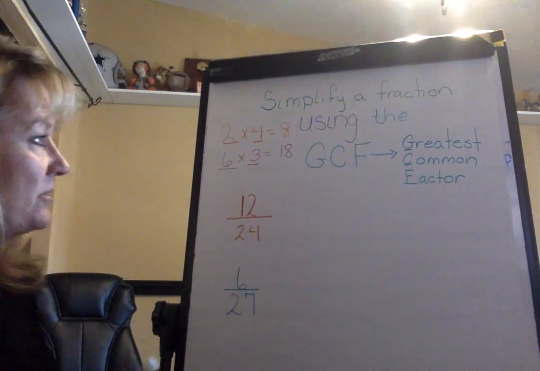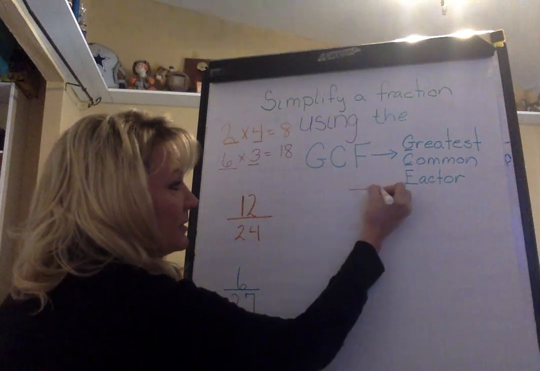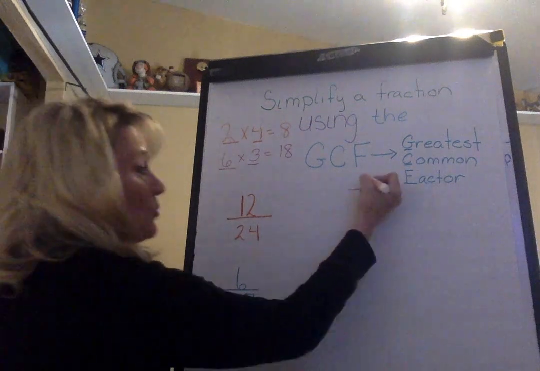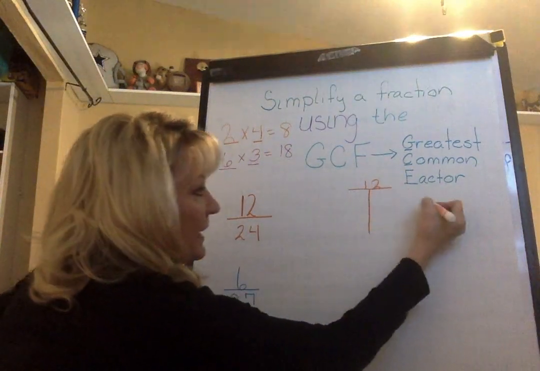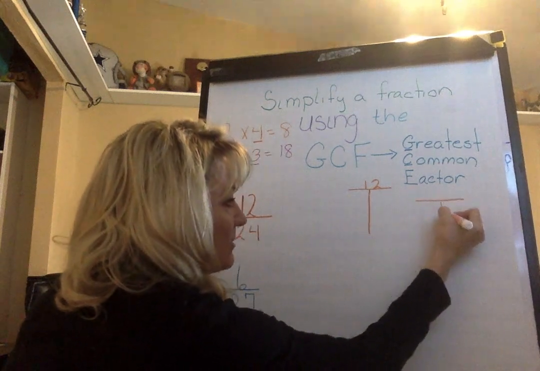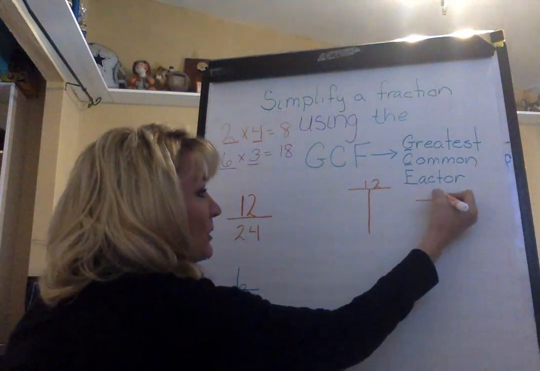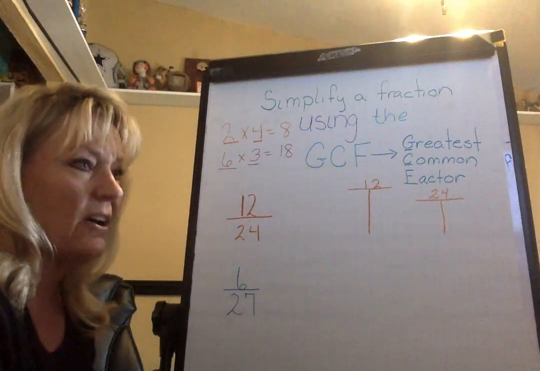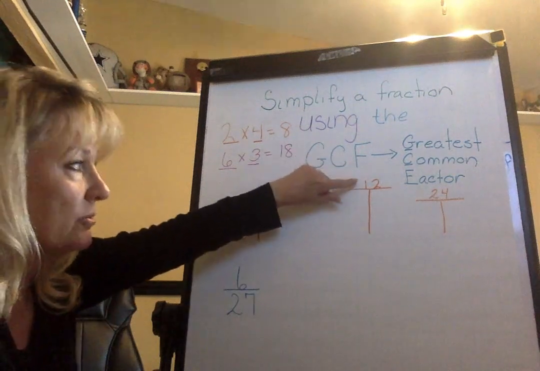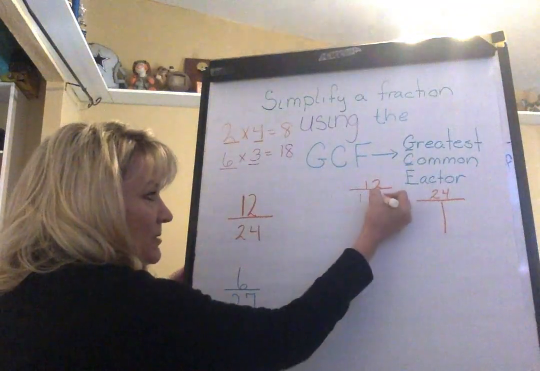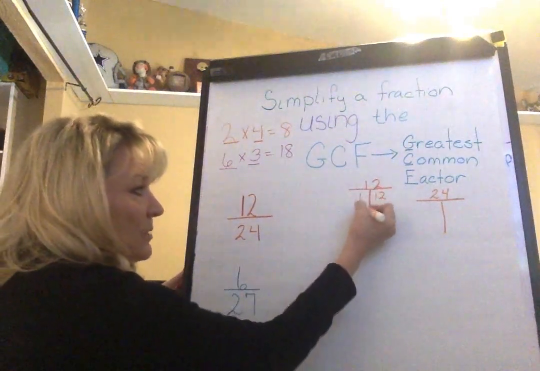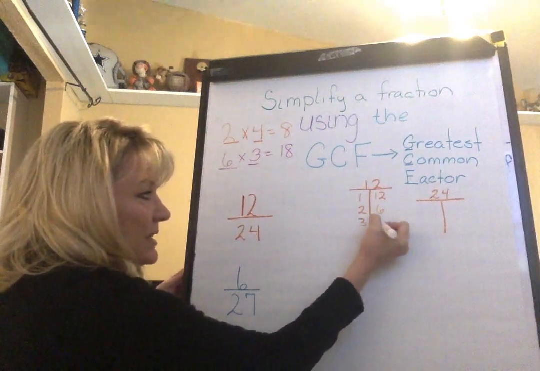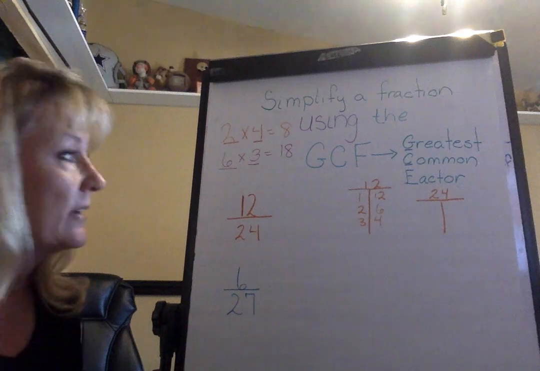Now for me, I like to do this with an easy t-chart. Okay? And I'm going to do a t-chart for 12. And I'm going to do a t-chart for 24. And I'm just going to start thinking of all the factors I can think of that will equal 12. Well, for sure I know 1 times 12. 12 is an even number, so I better do 2. I know that's 6. And I know 3 times 4. These are the factors of 12.